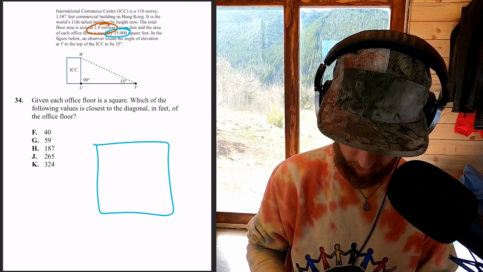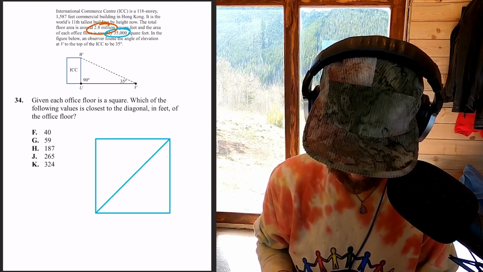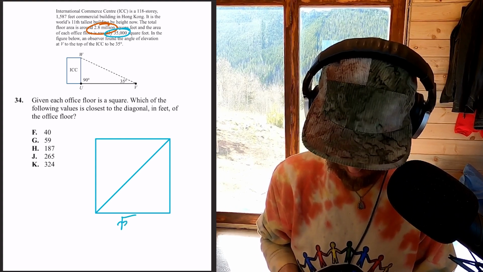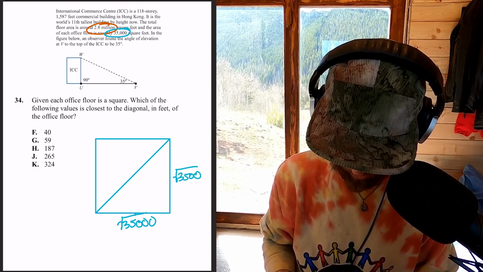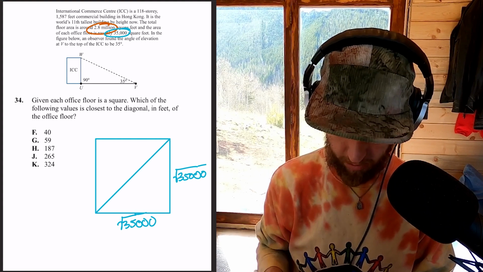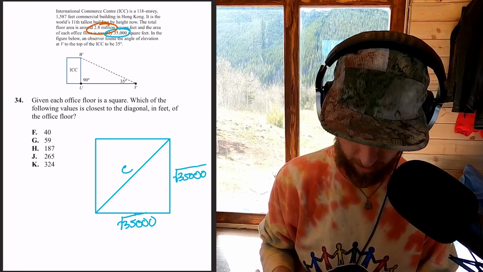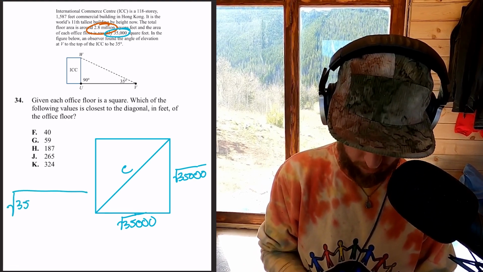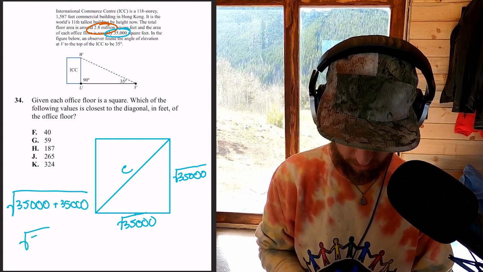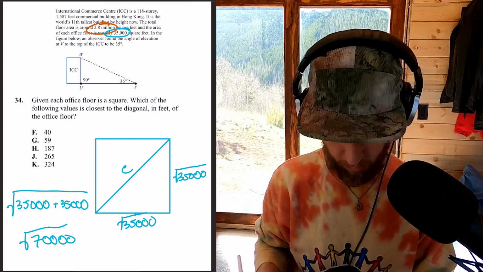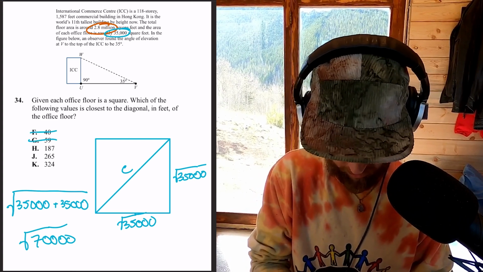So they're saying we have a square. Okay. And then we want to know what the length of the diagonal is here. So the square is 35,000 area, meaning the sides are square root 35,000 each. Okay, multiply those together, you get the area of 35,000. Pythagorean theorem to find C here. So it's the square root of A squared, so the square root of 35,000 squared plus the square root of 35,000 squared is the square root of 70,000. And man, whatever the square root of 70,000 is. Oh gosh, it's not 40. It's not 59. Those are way too small.